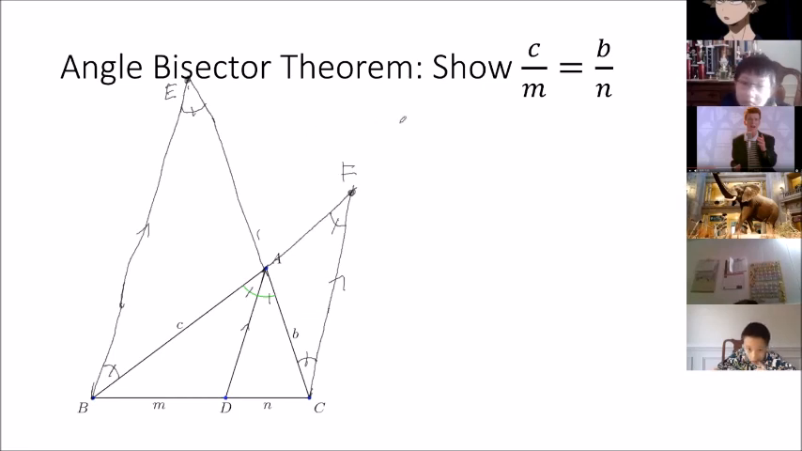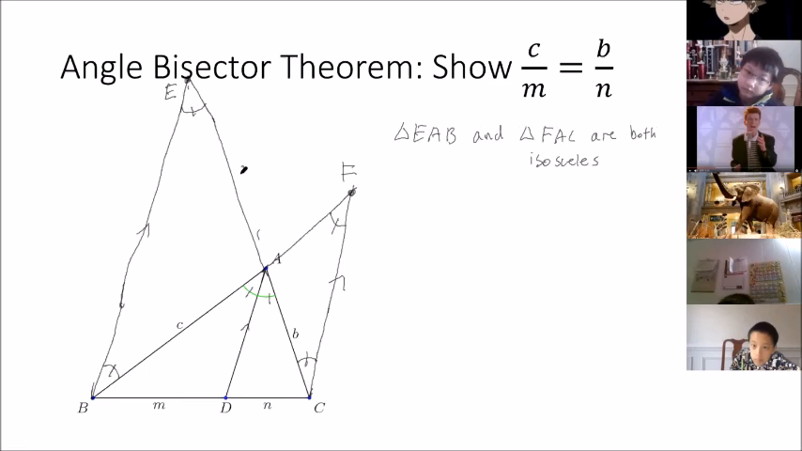So now if you look at triangle EAB and triangle FAC, these triangles are both, guess what, isosceles, because you have two equal angles inside the triangles. So this tells us that EA is also C and AF is also B. And now this is starting to look pretty nice. Okay, let's do some similar triangles now.